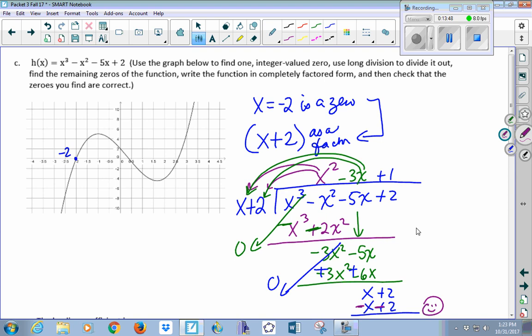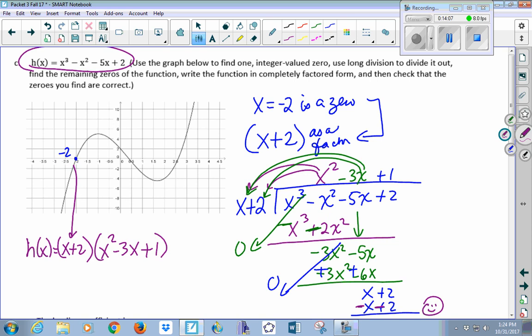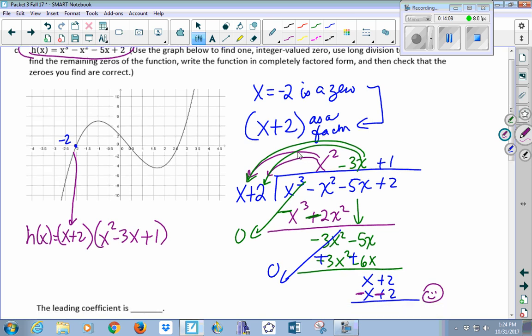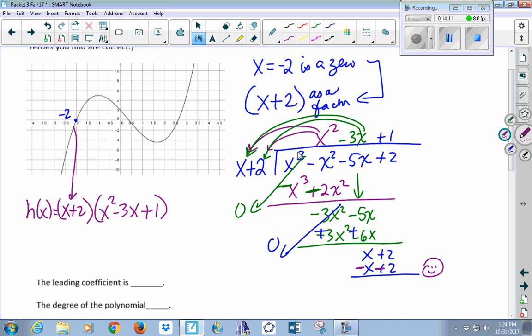So now you have factored the function h into the following two factors. X plus 2, and remember we got that right from the graph to help us. And then we use long division to get this second factor, x squared minus 3x plus 1. So we haven't completely factored this because we still have to factor this quadratic trinomial. And there's no factors of 1 that add up to negative 3.